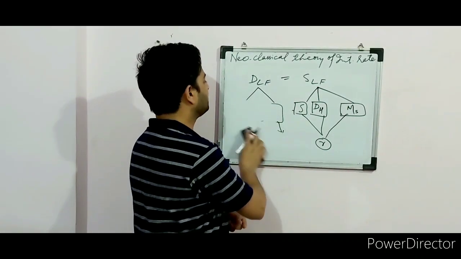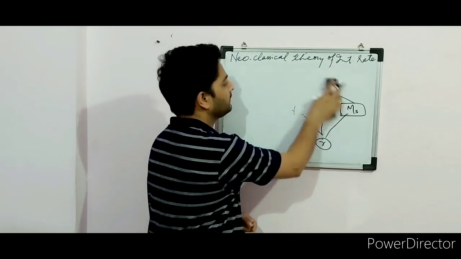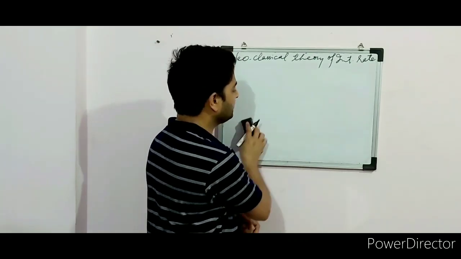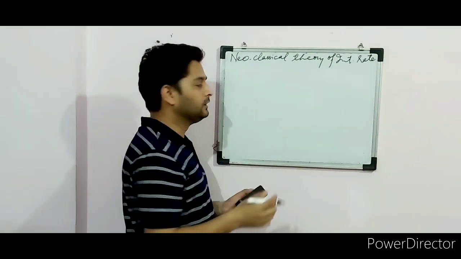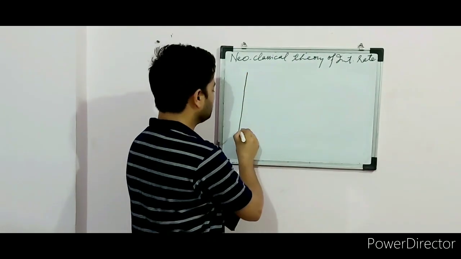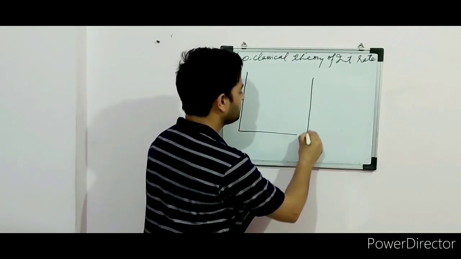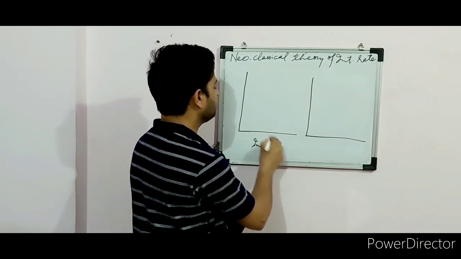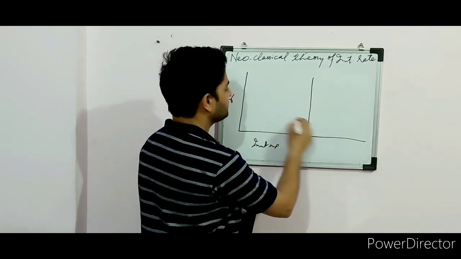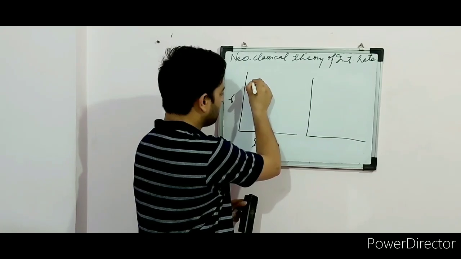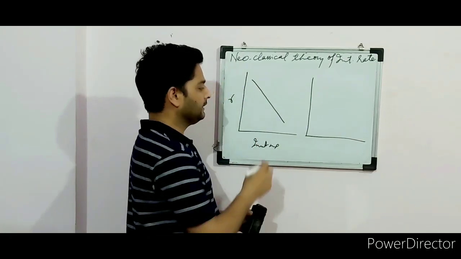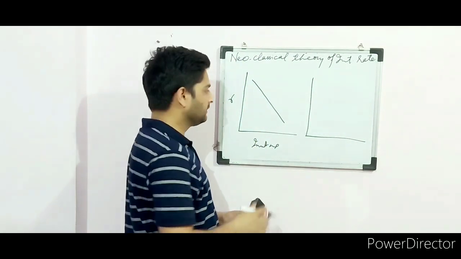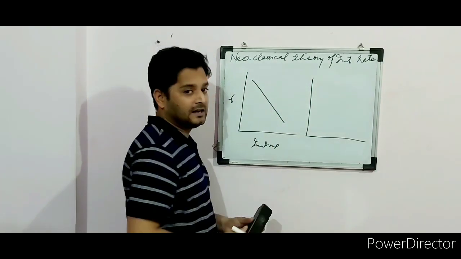If we plot the graph for the investment and holding money, here we measure investment and here we measure the rate of interest. So the demand curve, or the demand for investment curve, must be declining, right?